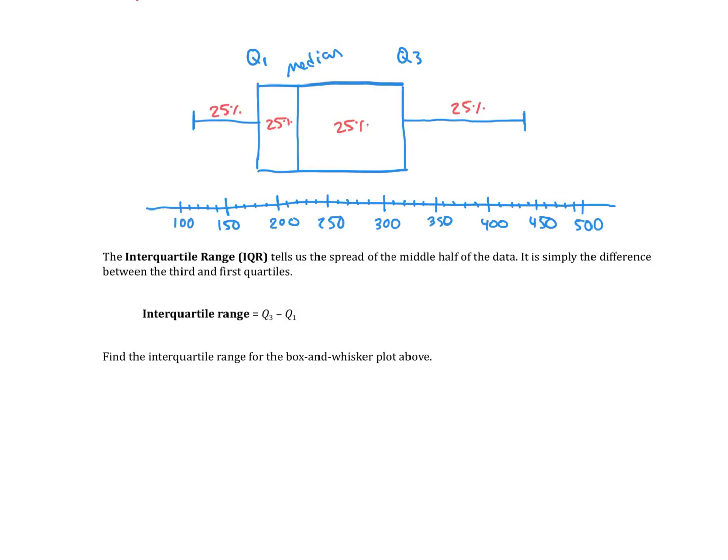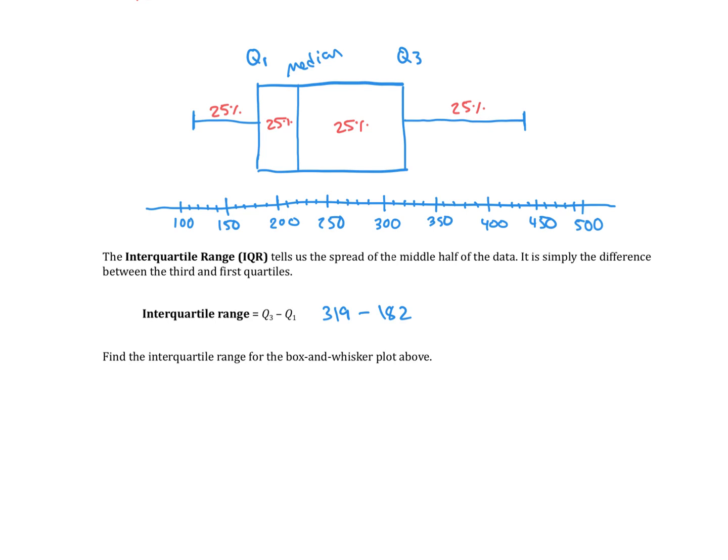One other thing that we're going to find is the interquartile range, which tells us the spread of the middle half of the data. It's the difference between the third and first quartiles. So in this example, we are going to do Q3 minus Q1. Q3 was 319, if I remember correctly, and Q1 was 182.